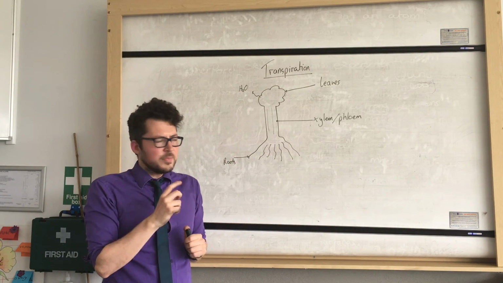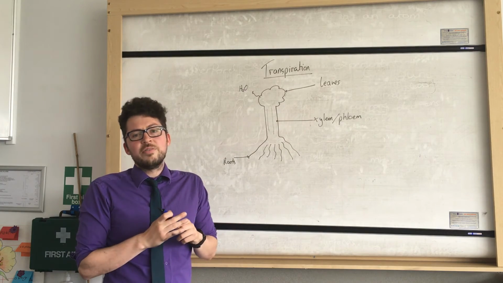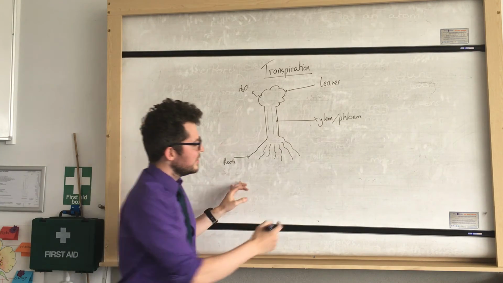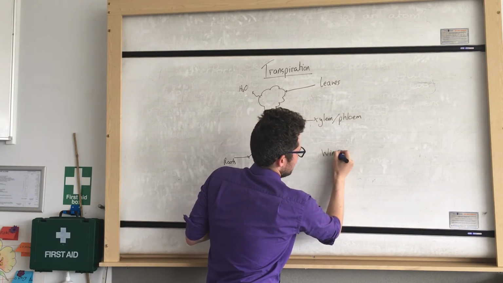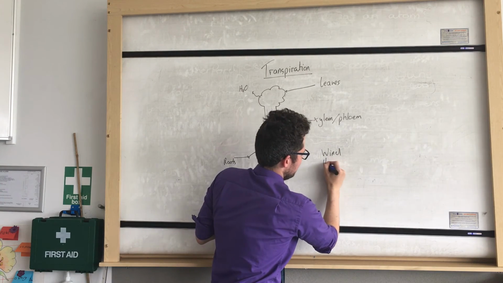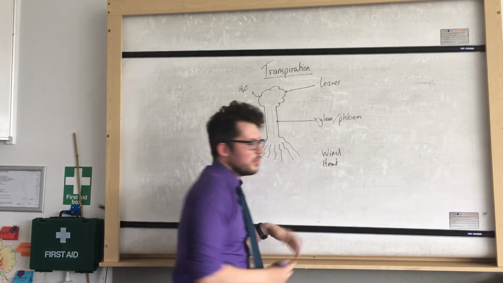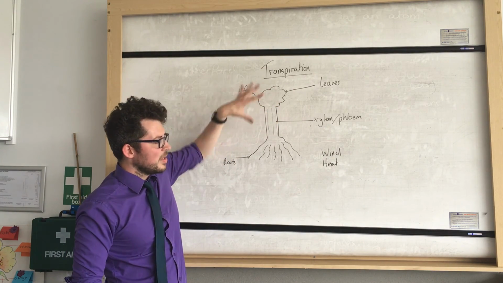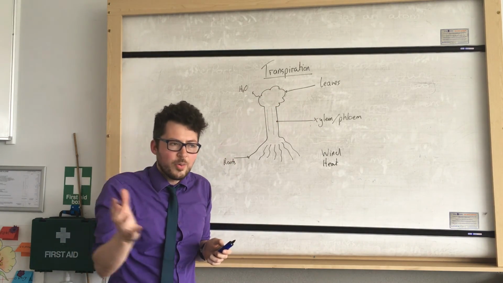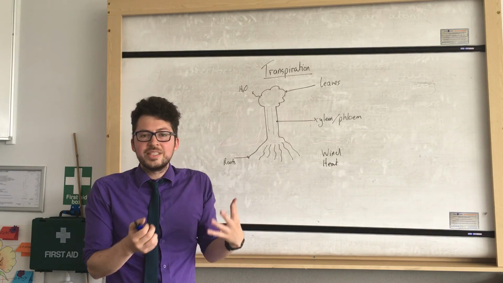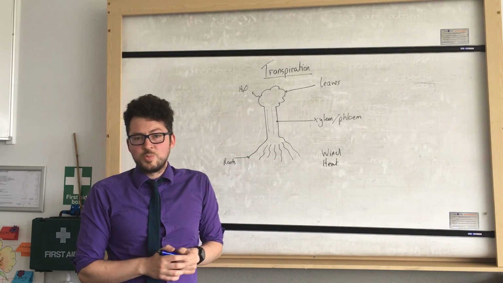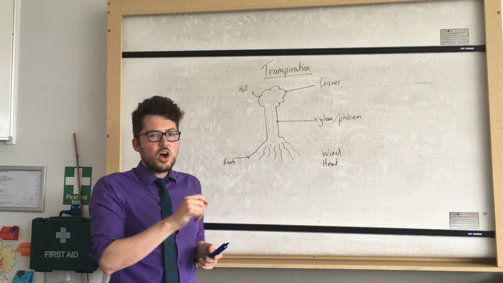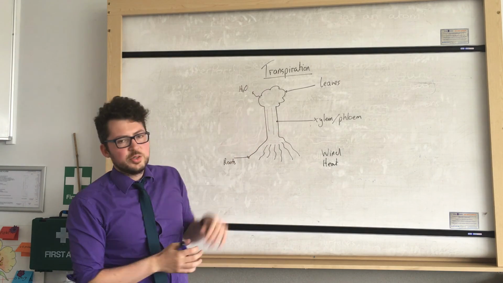So that's transpiration. You need to know a couple of things about what could affect it. It can be affected by wind and heat. So the more windy it is, the faster the rate of evaporation, because the water particles will be blown away by the wind, and also the hotter it is, the faster the rate of evaporation as well. Okay, so those factors are what cause the water to evaporate from the leaf.